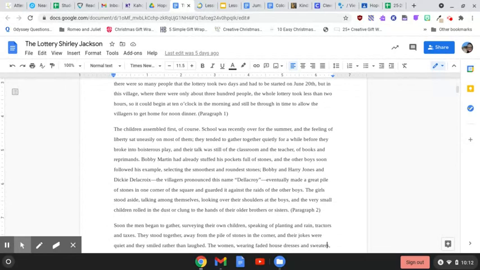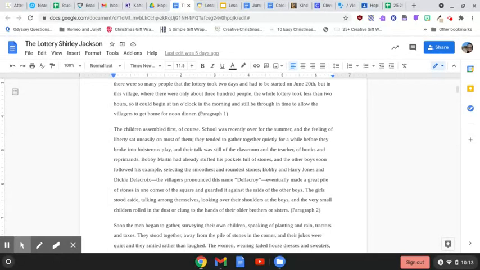The children assembled first, of course. School was recently over for the summer, and the feeling of liberty sat uneasily on most of them. They tended to gather together quietly for a while before they broke into boisterous play, and their talk was still of the classroom and the teacher, of books and reprimands.